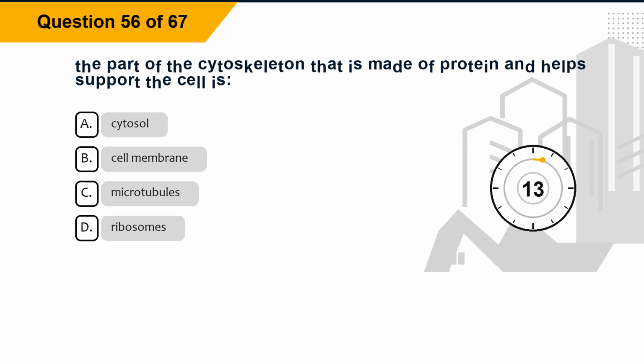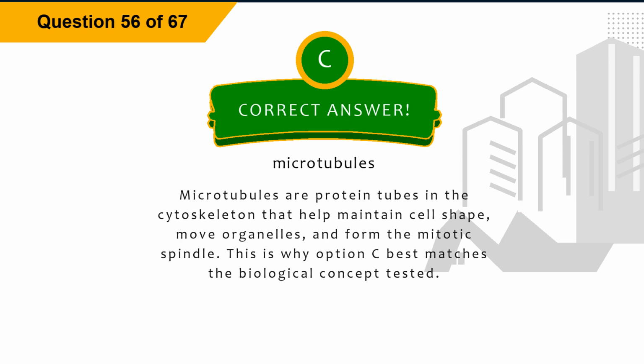Question 56. The part of the cytoskeleton that is made of protein and helps support the cell is: Option A, cytosol. Option B, cell membrane. Option C, microtubules. Option D, ribosomes. The correct answer is option C, microtubules. Explanation: microtubules are protein tubes in the cytoskeleton that help maintain cell shape, move organelles, and form the mitotic spindle. This is why option C best matches the biological concept tested.